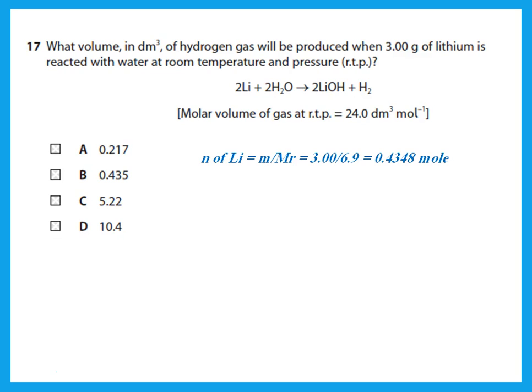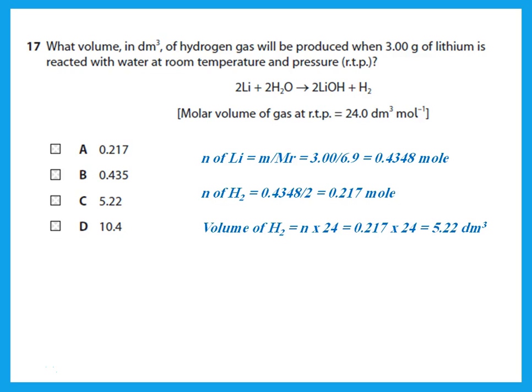Then I look at the equation and I compare where is lithium and where is hydrogen. Well, lithium is twice hydrogen. That means if I'm looking at the number of moles of hydrogen, I need to divide the number of moles of lithium by 2. So that gives me the number of moles of hydrogen. Now I can get volume using which equation? Volume is number of moles times 24. So that gives me 5.22.